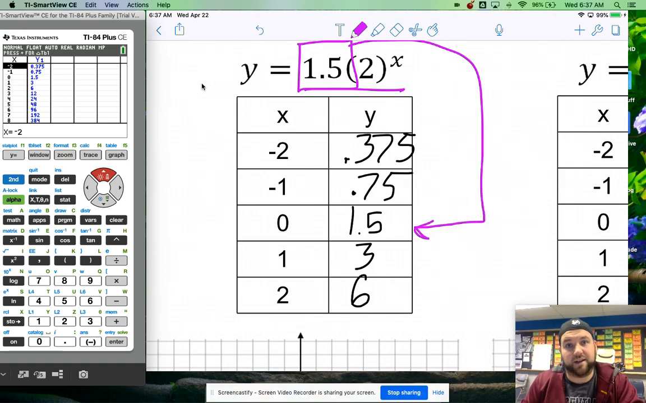Which is the y value when x is 0. Okay, so that's going to show up there. So it's again not like a coincidence. These numbers actually do show up in the table.